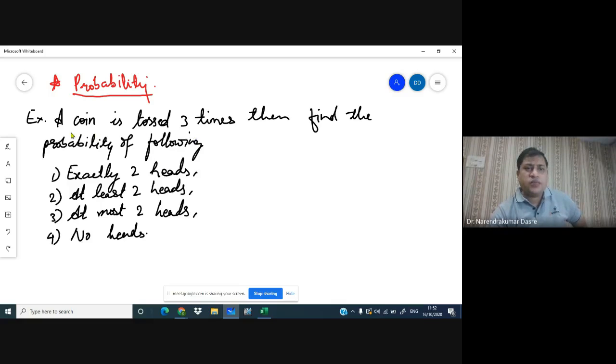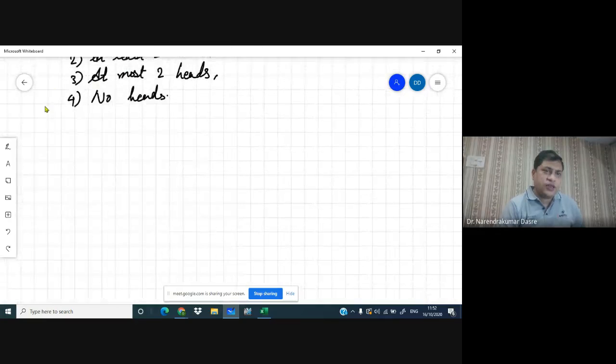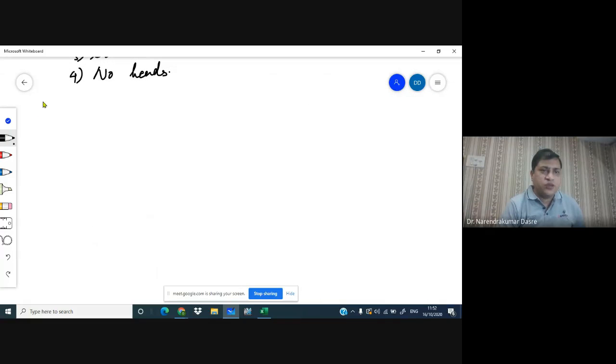Now, what is given? A coin is tossed 3 times. So this is our random experiment: coin tossing 3 times. First we need to understand what the sample points are. What is the sample space? Always first we have to write the sample space, and then these are the events we have. We'll see the events one by one, but first we need to write the sample space. So we go with the solution.